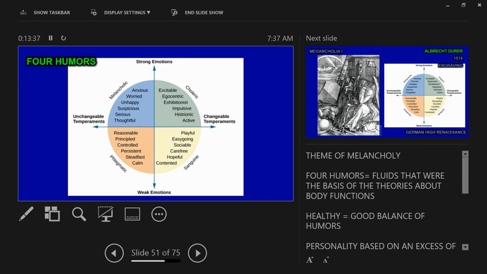The humors are fluids inside your body that regulate your health, according to Renaissance science at that time. So there are four humors: the melancholic humors, the choleric humors, the phlegmatic humors, and the sanguine humors. If you are healthy, all four of your humors are balanced.